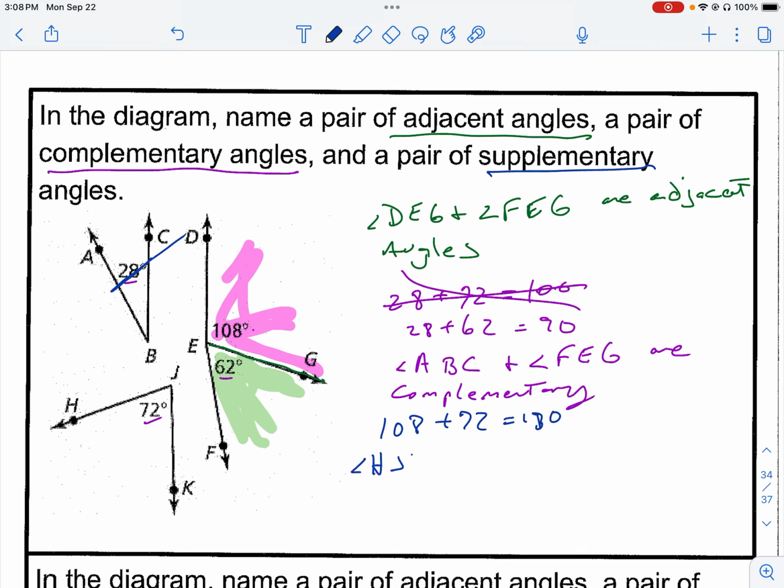So angle HJK and angle FEG are supplementary angles. Supplementary adds up to 180, complementary adds up to 90, and adjacent means right next to each other with a shared side and no shared interior angles.